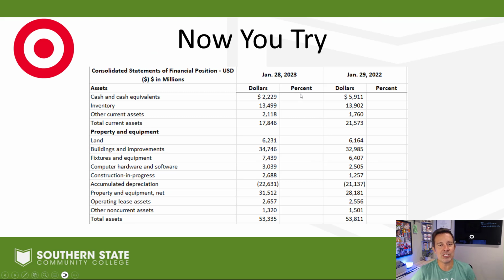The exact same spreadsheet that you were working on before. We have a tab for the balance sheet. Go ahead and see if you can do a vertical analysis on Target's balance sheet. We'll check your math against mine.